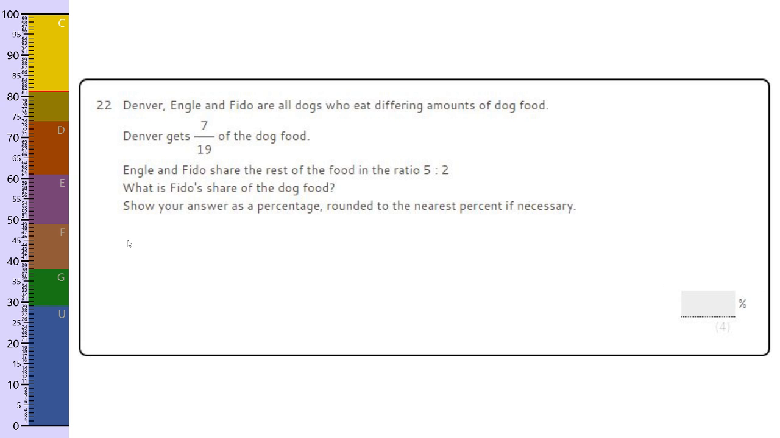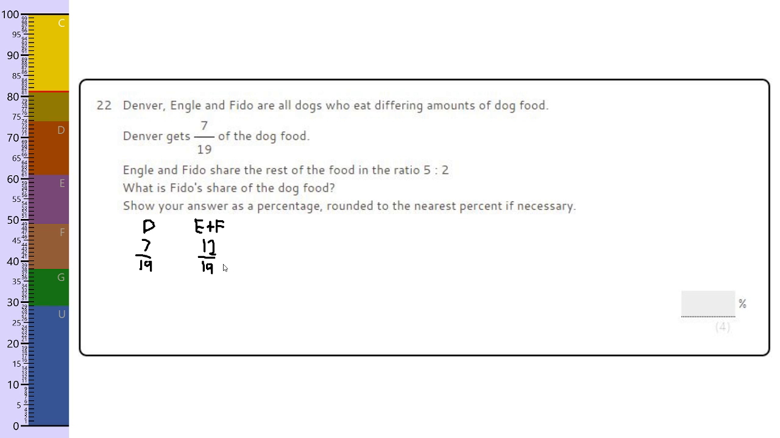Okay, this is quite a horrible question involving fractions and ratios. So Denver gets 7/19. So how much does Engel and Fido get? Well, with fractions, the totals add up to 1, and 1 is 19/19. So what do I add to this to get 19/19 rather than 7/19? So I do 19 take away 7 is 12. So they're going to get 12/19. If Denver gets 7/19, between them they're going to get 12/19.